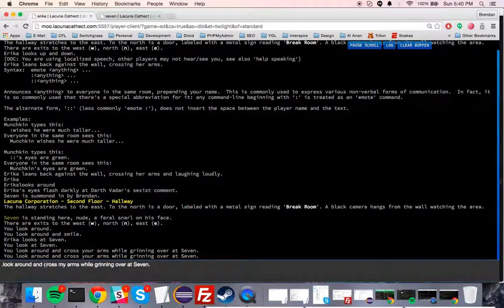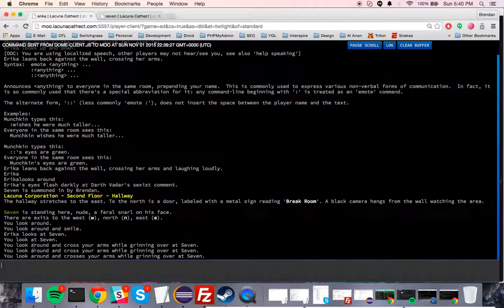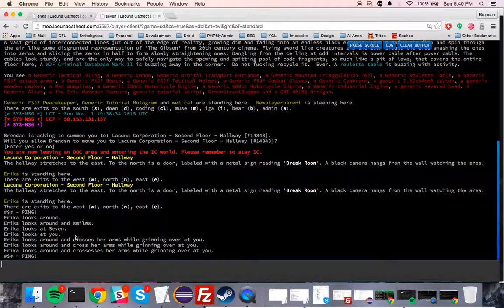Also, another common mistake is putting a period in front of an already plural word. So dot look around and dot crosses my arms while grinning over at Seven. And it says you look around and crosses your arms while grinning over at Seven. And Seven will see Erica looks around and crosses her arms while grinning over at you. So just be aware of that.